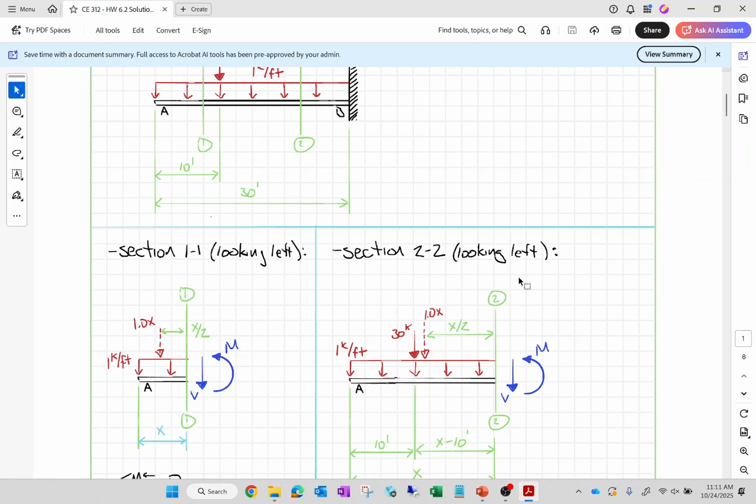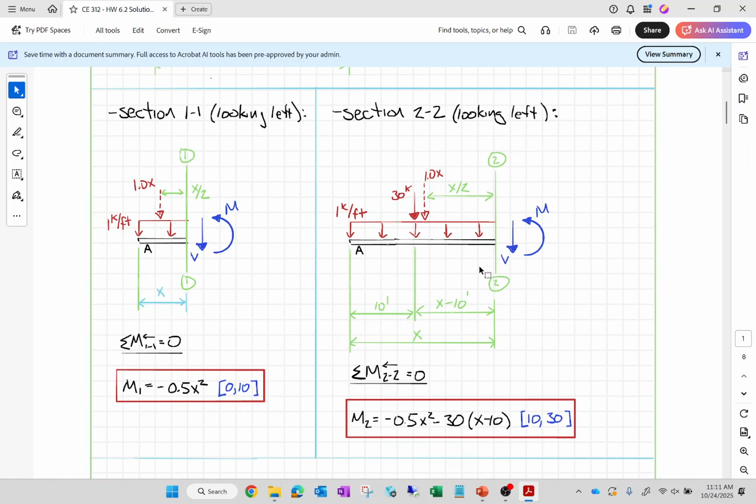The one thing, however, that does change is that, if you look at your two moment functions for the real structure, M1 and M2, you have to account for the fact that you have this point load, so it's 30, and then the moment arm from here is x minus 10. So you have this negative 0.5x squared from the distributed load, and then you have this negative 30(x minus 10) for the point load. That has to be resisted by M over here. So essentially what's happening is you're drawing this according to its positive sign convention, but regardless of whatever value you plug in for x, you're going to get a negative answer.